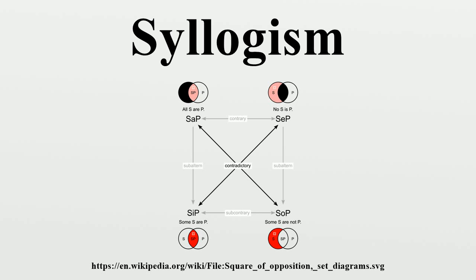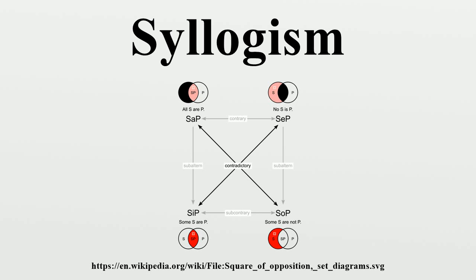Examples: Barbara, all men are mortal. All Greeks are men. All Greeks are mortal. Celarent, similar. Cesare, no reptiles have fur. All snakes are reptiles. No snakes have fur. Dari, similar. Datisi, all rabbits have fur. Some pets are rabbits. Some pets have fur.